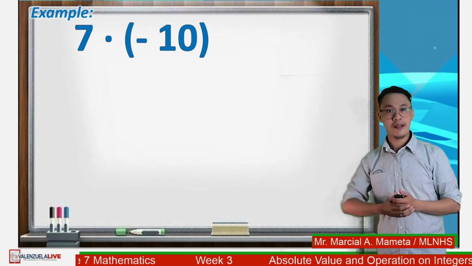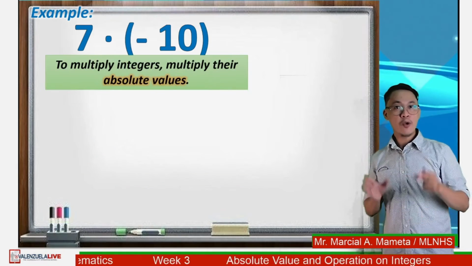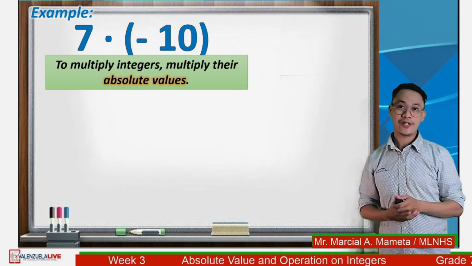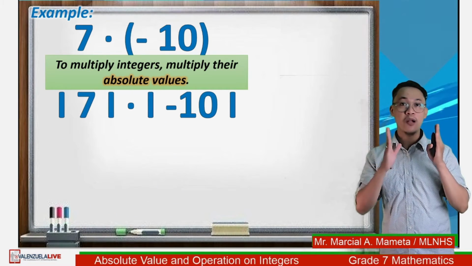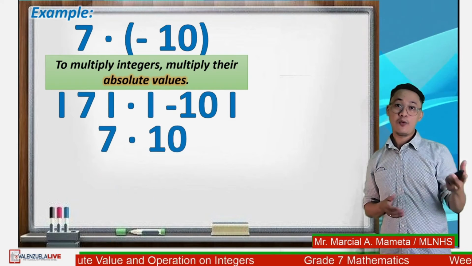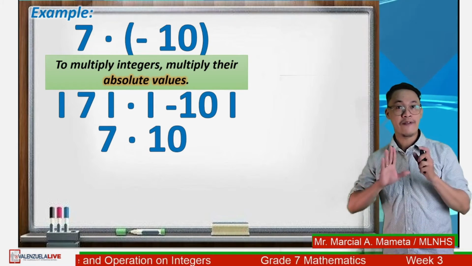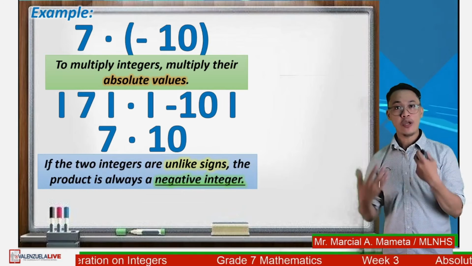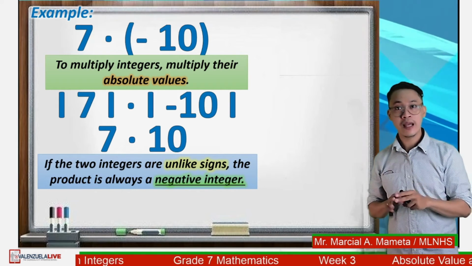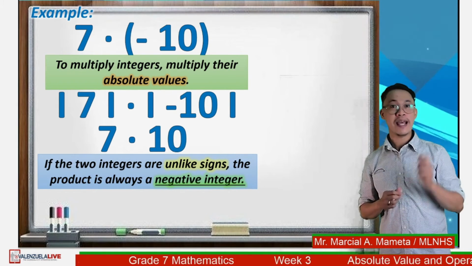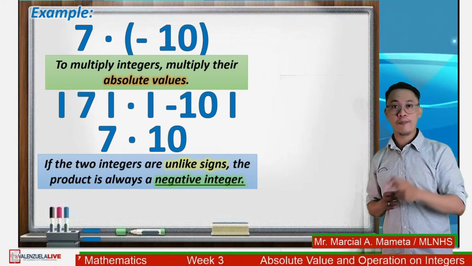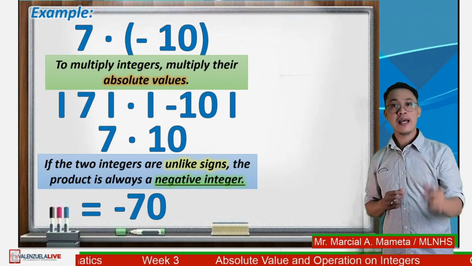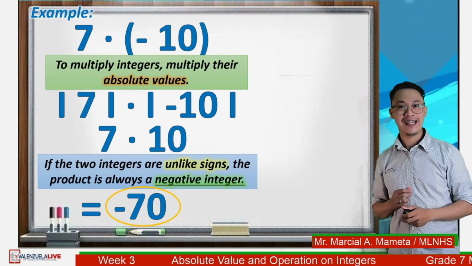7 times negative 10. Again, multiply their absolute values first. So we have the absolute value of 7 times the absolute value of negative 10. We have 7 times 10. Again, remember the rule. If two integers are unlike signs, the product is always a negative integer. We have 7 and negative 10. So therefore, the result is negative 70.